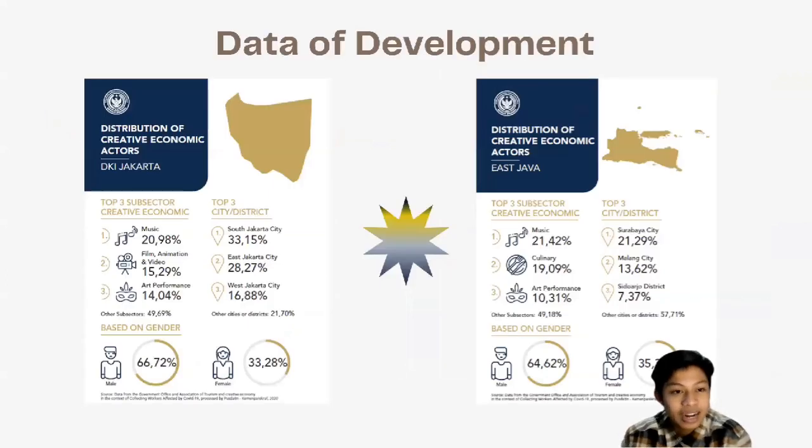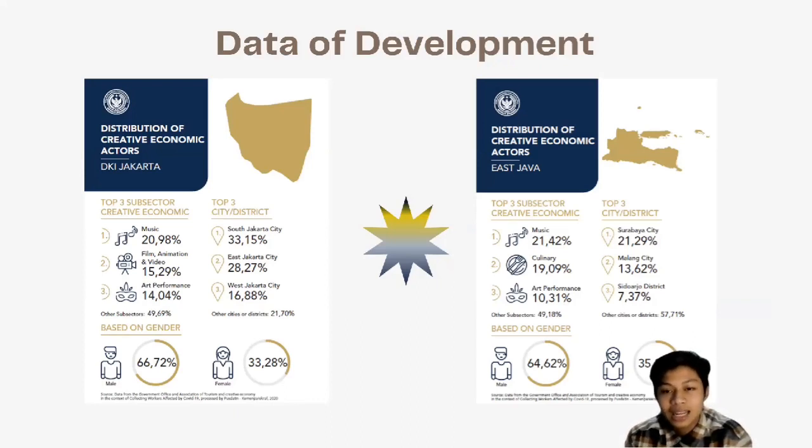Next is distribution of creative economy actors in several regions. For the example is DKI Jakarta and East Java. For the DKI Jakarta, the top three subsector, first is music, then film animation and video, then followed by the art performance. For the top three city distribution, the first is South Jakarta, then East Jakarta, and followed by the West Jakarta. If we look distribution based on the gender, the male is 66.72%, and for the female is 33.28%.